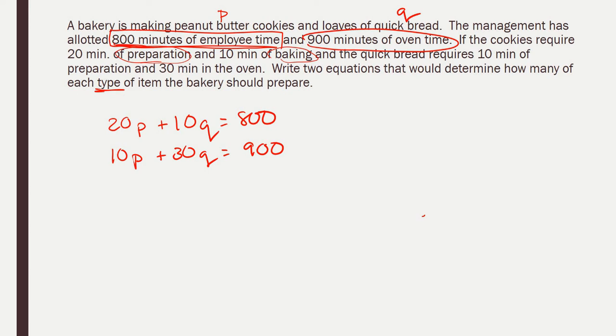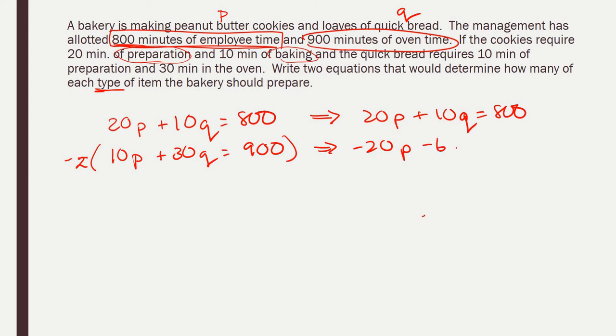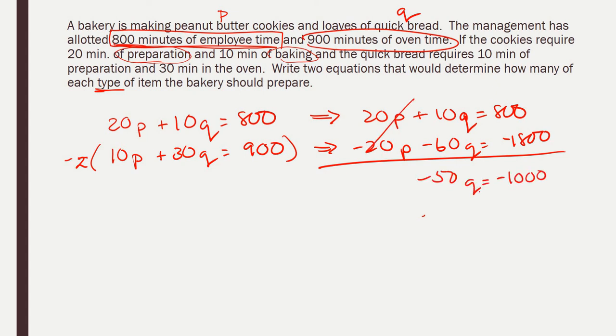So now I can use my elimination. I'm going to multiply the bottom equation by -2. That way my p's will cancel. Top equation stays the same. Bottom equation is getting multiplied by -2. And so those cancel. -50Q equals -1000. So Q equals 20. So 20 batches of quick bread.